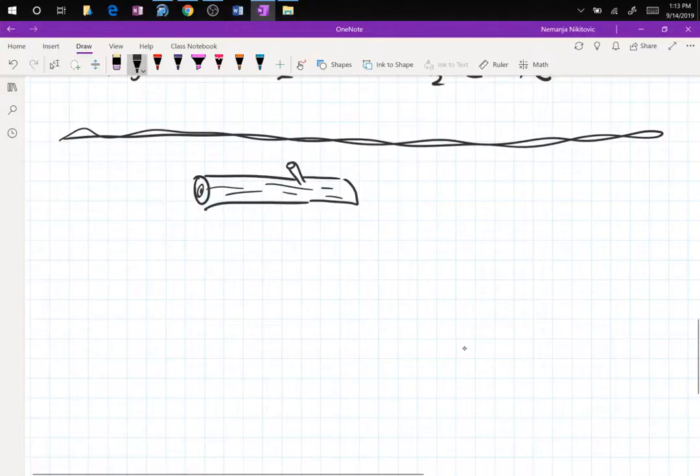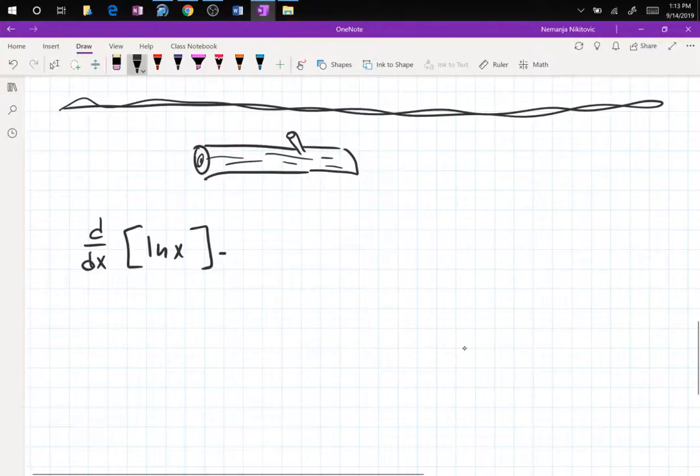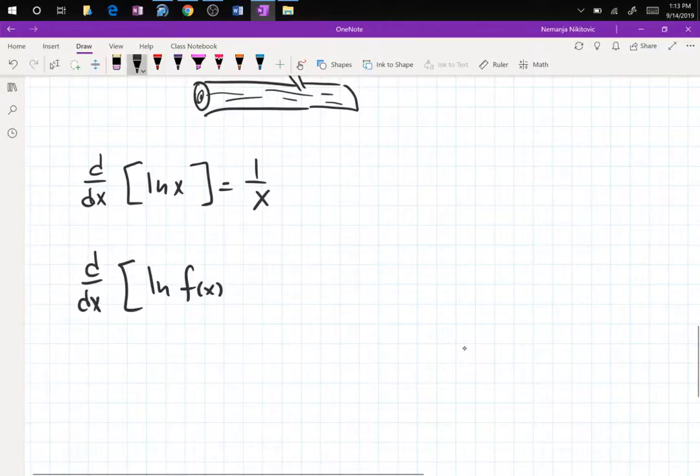So, we start with the derivative of ln x, which you all know is 1 over x. That's it. And this one you see rarely, because 99.9999% of cases will have ln of some function, ln of f of x.